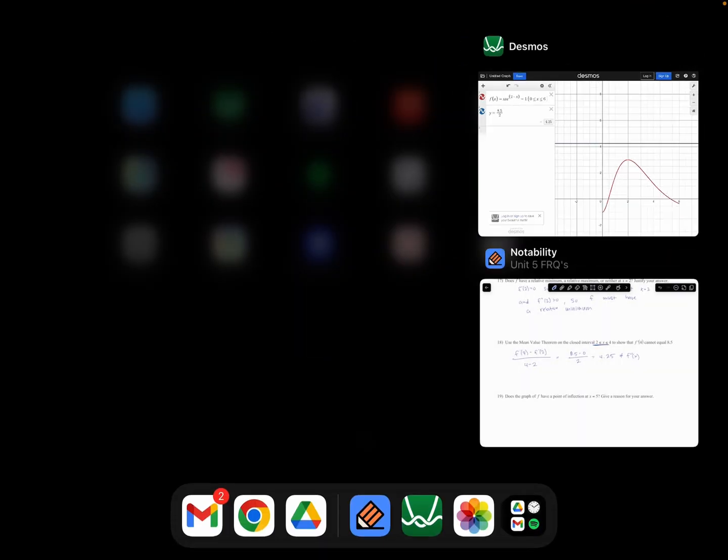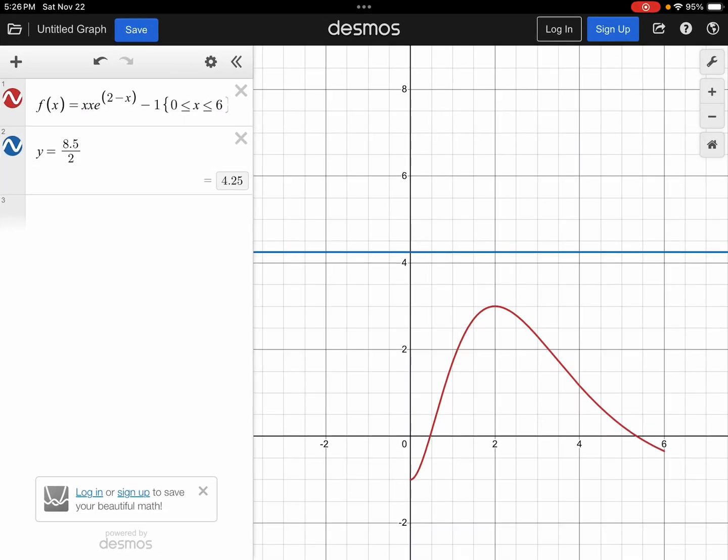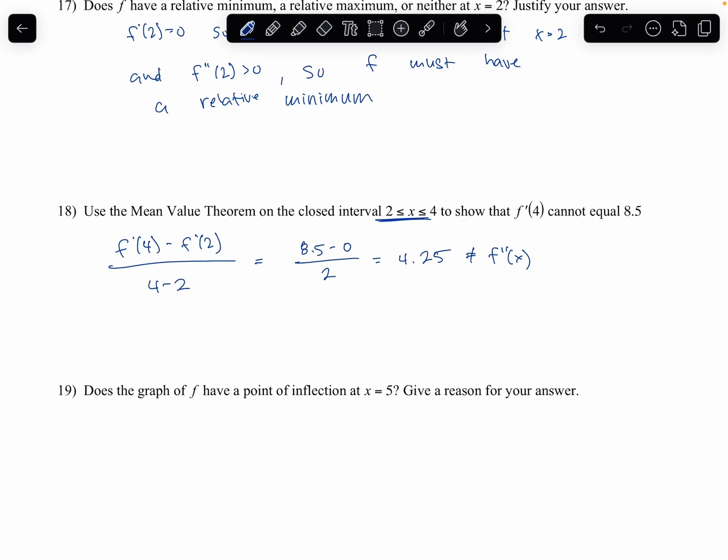They might equal each other if you take away the domain, on a different interval, but right now on the interval from 2 to 4, if f prime of 4 equals 8.5, then this won't equal the second derivative. So let's see right here, we have that work right there.